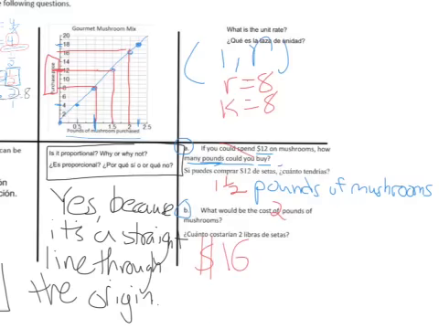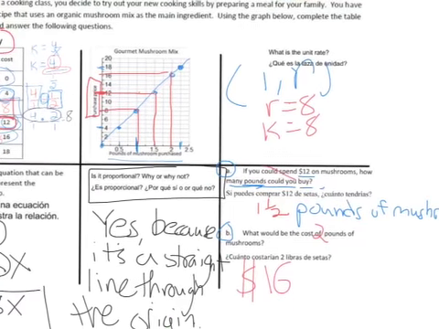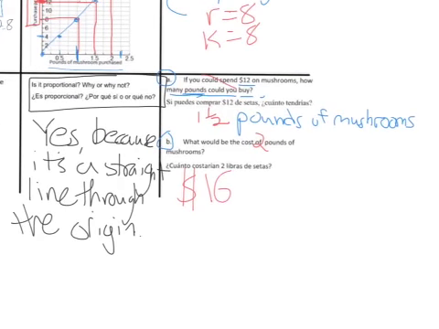Another way we could find that answer is if we look at the table. So we were looking for 2 pounds of mushrooms. So we're going to look at the column that says pounds. So 2 pounds in this column is right here. And it says 16. So that's another way that we could find 16 as an answer. It would cost $16. Pause the video if you need more time to copy.